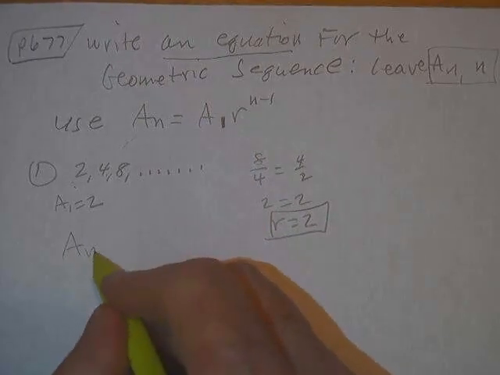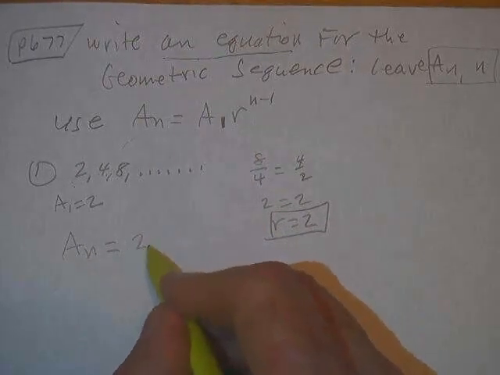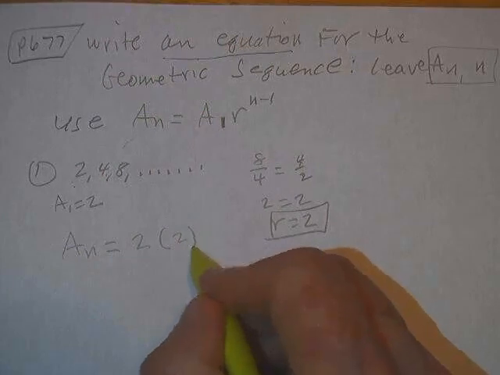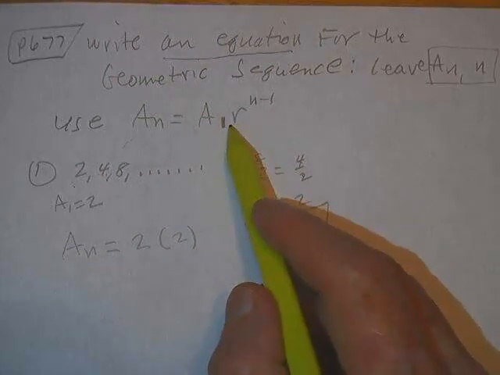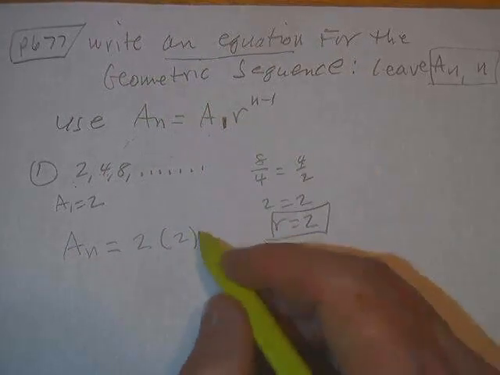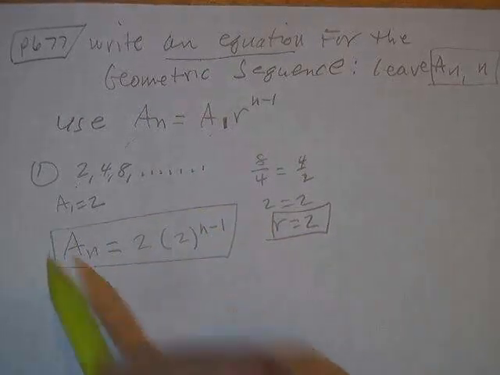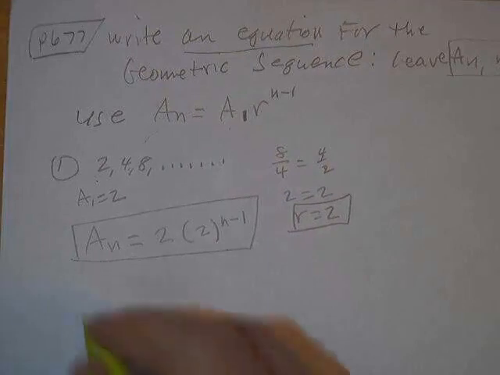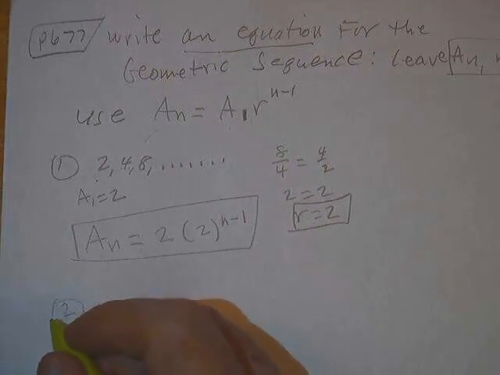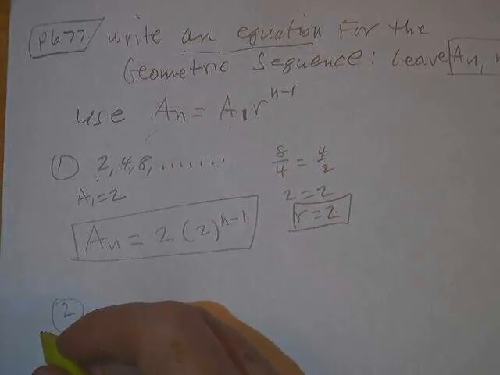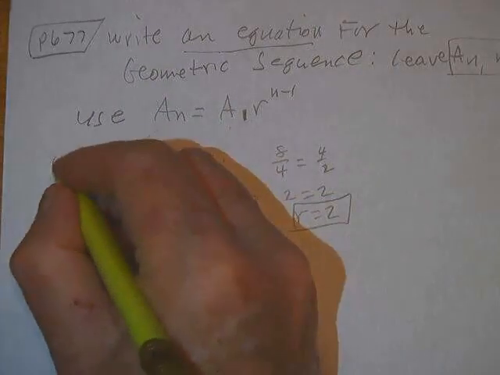And so now let's do my formula. The first term was 2. The common ratio is 2. I've just put those in, and n minus 1. And there's your formula for number 1. Moving right along, let's go get 2 while we're at it. Oh, let's see, that was 2.